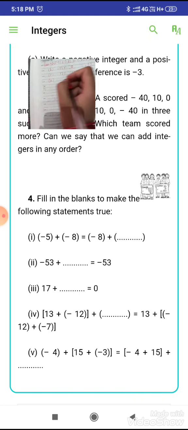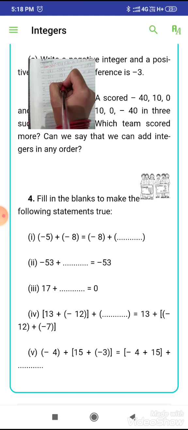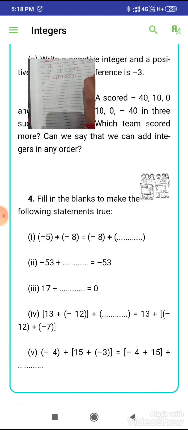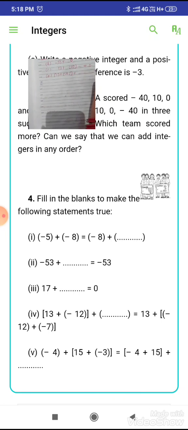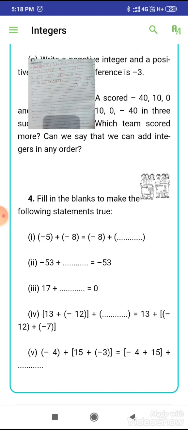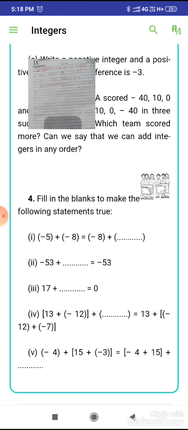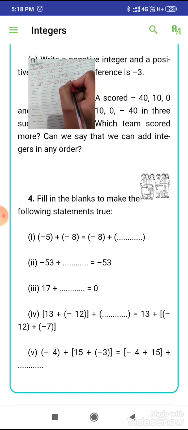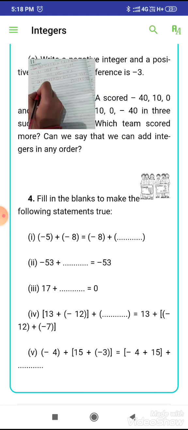Part D, -13 plus -12 plus dash is equal to 13 plus -12 plus -7. For solving this part, recall the associative property of integers. We can add integers in any order regardless of how they are grouped. So we put -7 here to make this statement true.